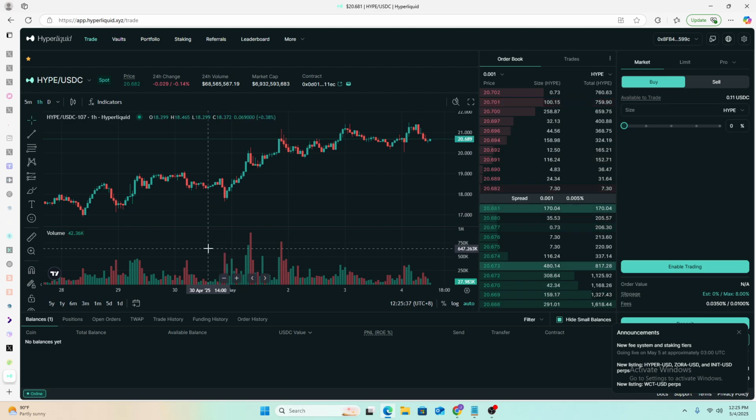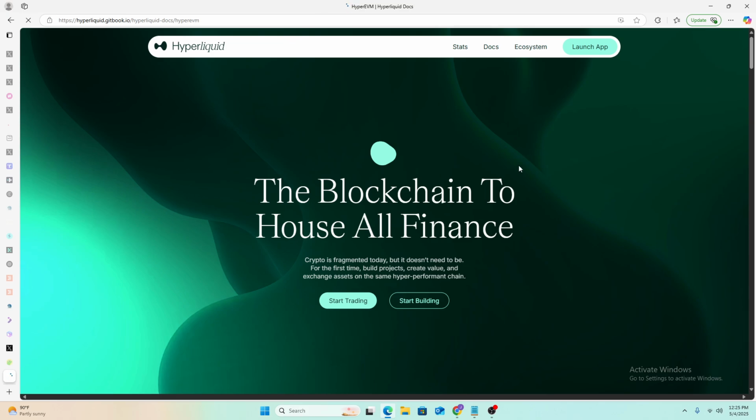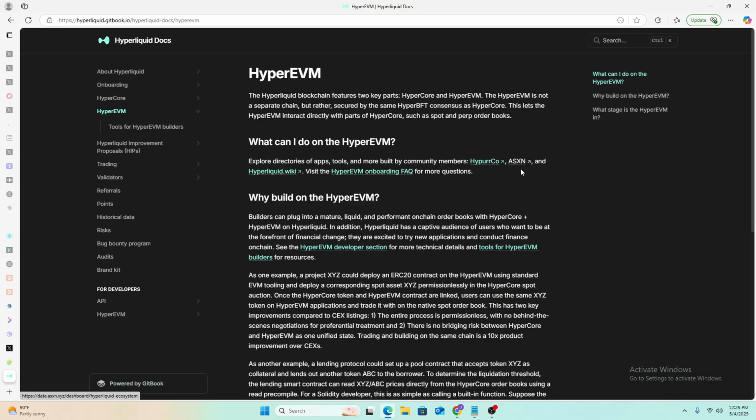But our focus here is on the HyperEVM chain, which is the subchain of Hyperliquid. If you want to learn more about this chain, I've done a video about that separately. You can also look at ecosystem here. It will take you to the documentation, informing you of the chain and giving you resources where you can explore the ecosystem. But let's focus on the video at hand.